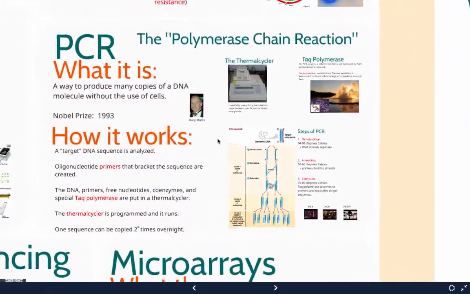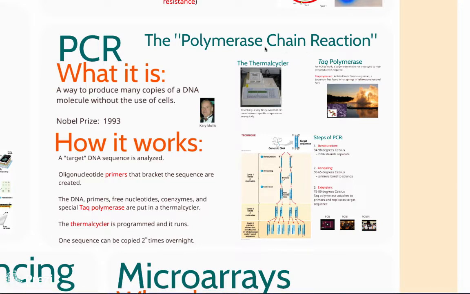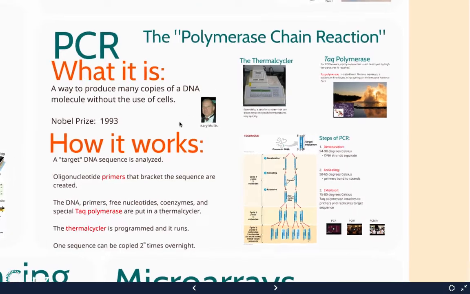Polymerase chain reaction is a fun one. It's a chain reaction because it happens over and over and over again, repetitively, and it is involved in making many, many copies of DNA, which means you have polymerase involved as well to make the copies of the DNA. You don't need to use cells to do it. You can use the enzymes and a soup and a thermocycler. The idea is this.